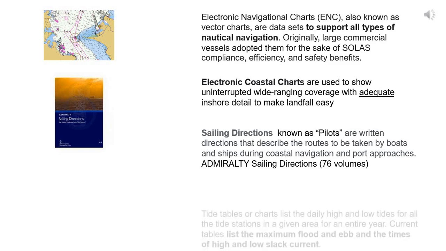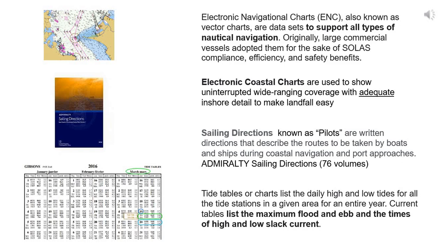Admiralty Sailing Directions, 76 volumes. Tide tables or charts list the daily high and low tides for all the tide stations in a given area for an entire year. Current tables list the maximum flood and ebb and the times of high and low slack current.